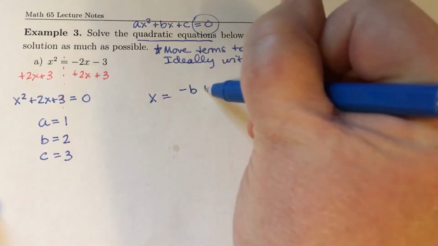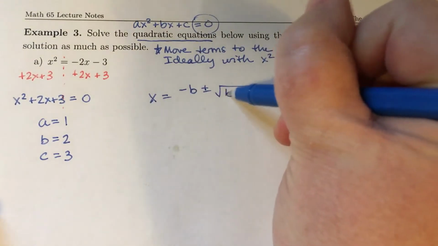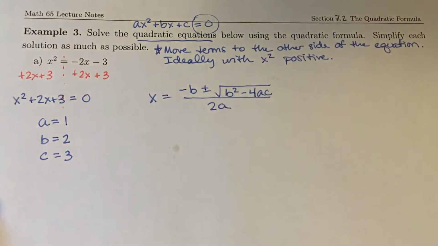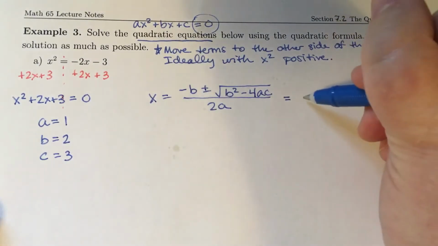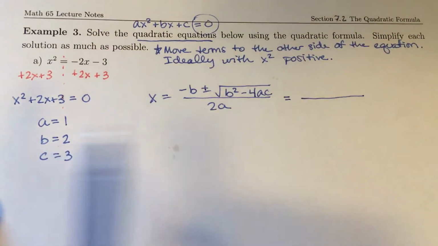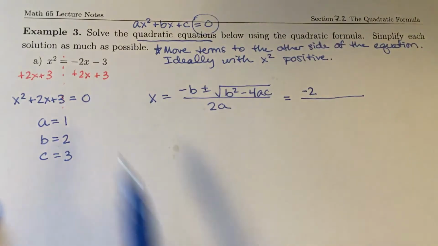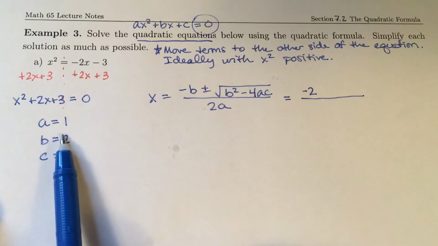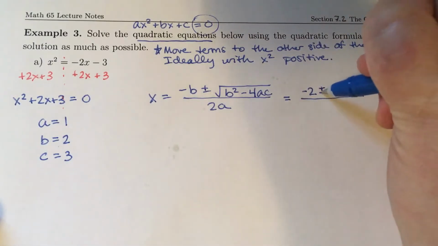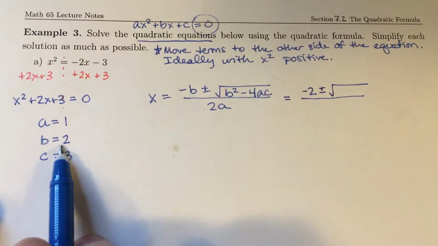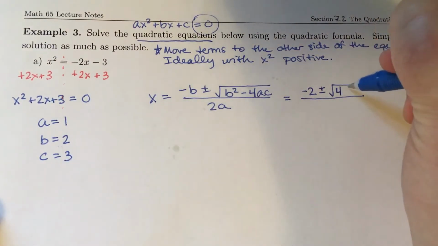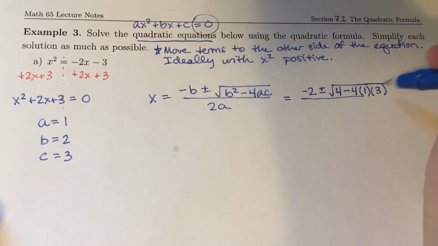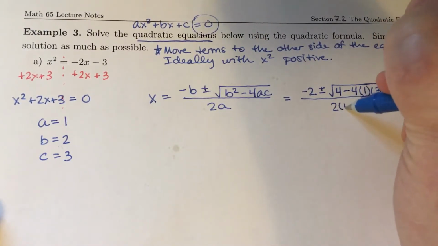x equals the opposite of b plus or minus the square root of b squared minus 4ac all over 2a. Get that memorized if you haven't already. Opposite of b is negative 2. And notice I'm not using the b from the original problem. We had to get it into that equals 0. So now we know b is positive. Plus or minus the square root of b squared. Do that in your head. 2 squared is 4. Minus 4 times 1 times 3 for 4ac, all over 2 times 1.